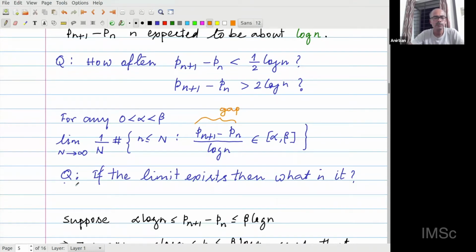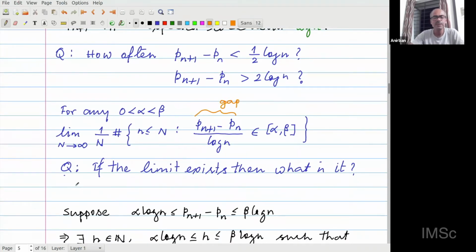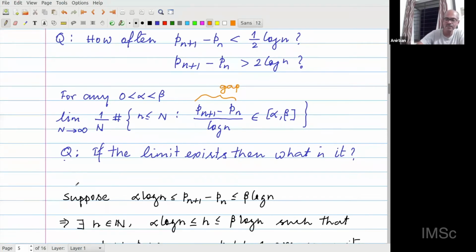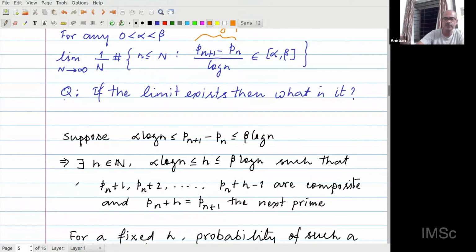So suppose the limit exists. It's not even clear whether this limit exists, so can we say something about the limit, or can we say that it exists? So far we were dealing with integers and primes. We are actually talking about primes. Now we start to use the model. So this is the first instance in this discussion that we are using the model.